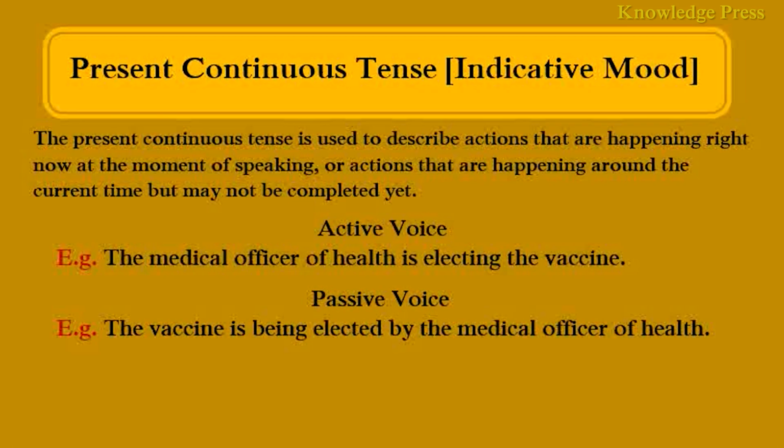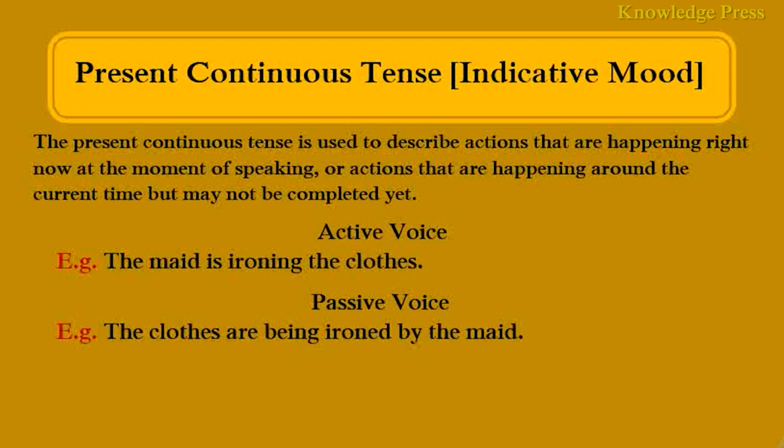Now I am going to discuss active voice. The medical officer of health is electing the vaccine. Passive voice. The vaccine is being elected by the medical officer of health. Active voice. The maid is ironing the clothes. Passive voice. The clothes are being ironed by the maid.